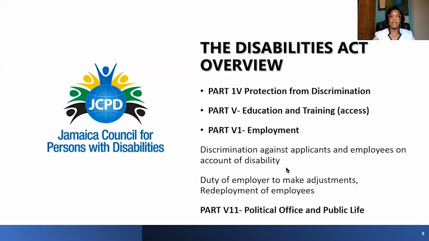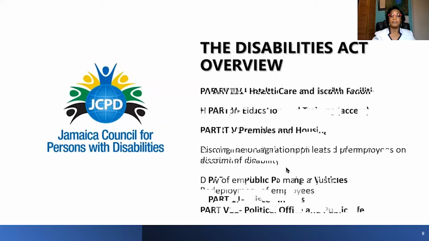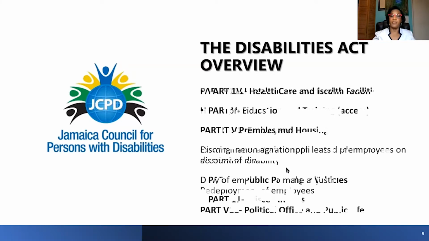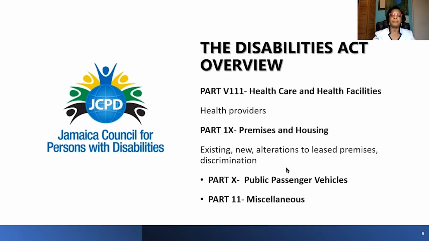Part 7 deals with the right to political office and public life. Part 8 speaks to access to healthcare and health facilities and makes provisions for health providers in ensuring persons can access healthcare.